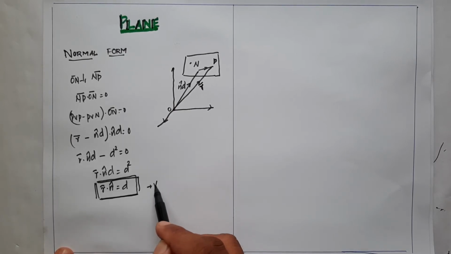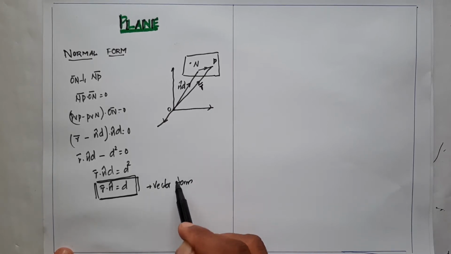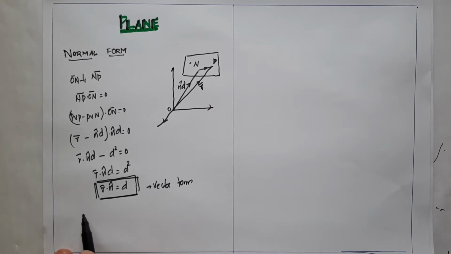It's a vector form. The proof is not important, just learn the formula by heart. Now this is the general form or Cartesian form. You know R is a general point. Its coordinate is xi plus yj plus zk.